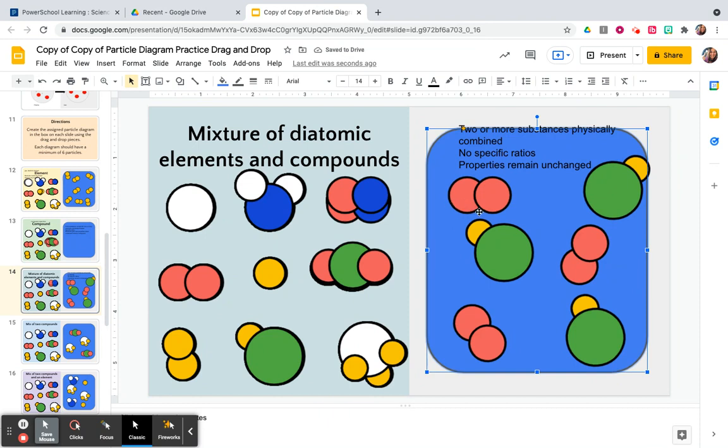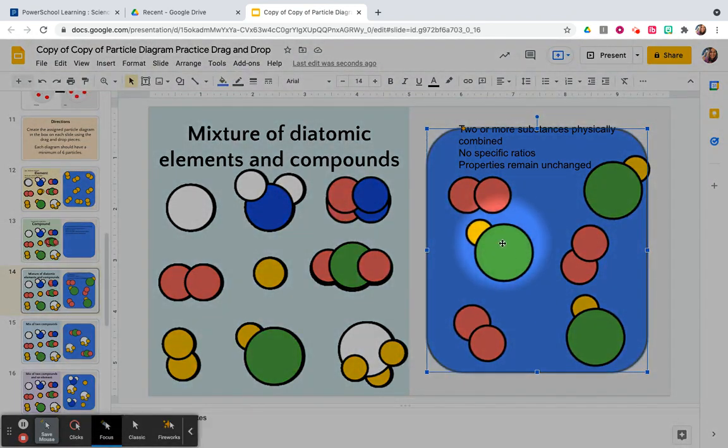You have a mixture. How do I know? Because these two things, the red and the green and yellow, are not bonded. This is separate from this, and this is separate from this, and this is separate from this. So you do not have anything bonded between the two substances. You just have a mixture.